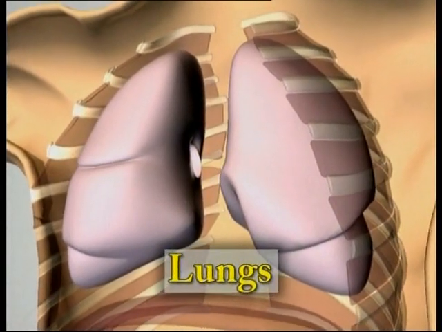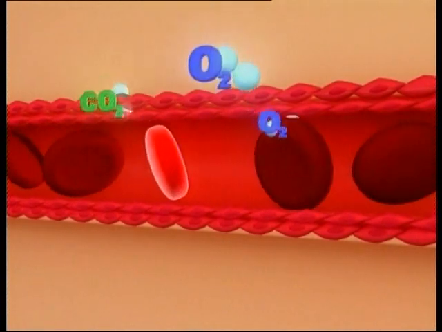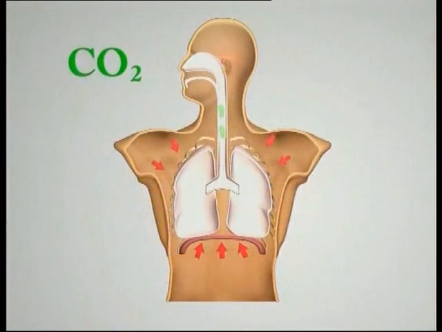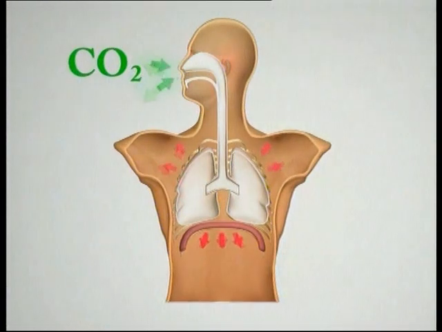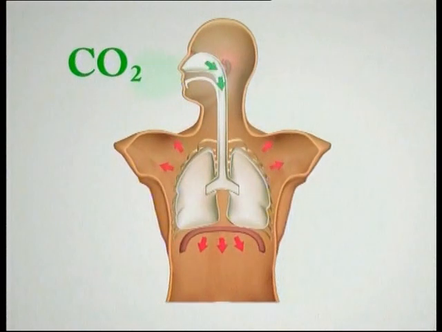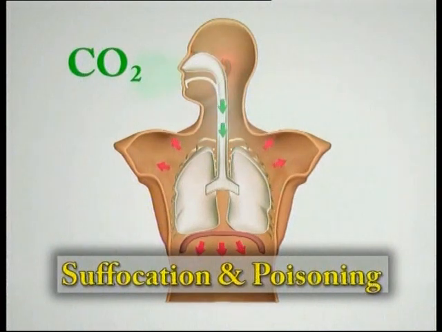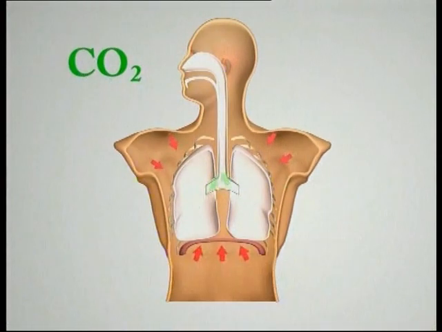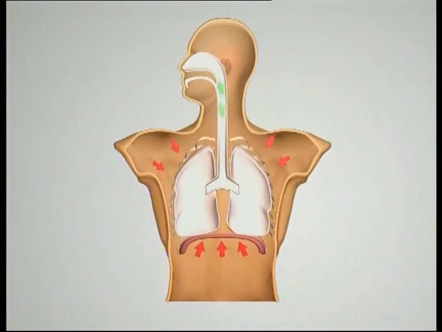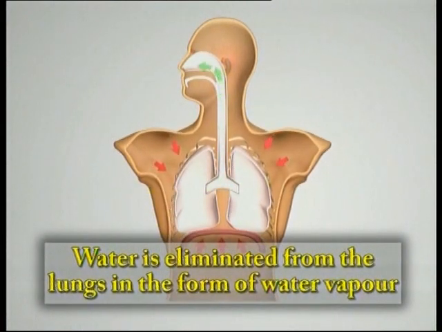The second excretory organs are the lungs. Carbon dioxide in the blood capillaries diffuses into the alveolus and is eliminated from the lungs when we exhale. If carbon dioxide from respiration is allowed to accumulate in our body, it will increase the acidity of the blood and can cause suffocation and poisoning. Therefore, carbon dioxide has to be removed quickly. Whereas, water is eliminated from the lungs in the form of water vapor.